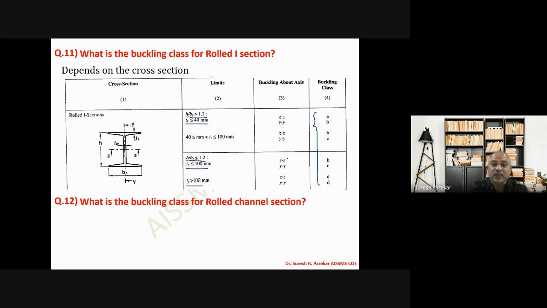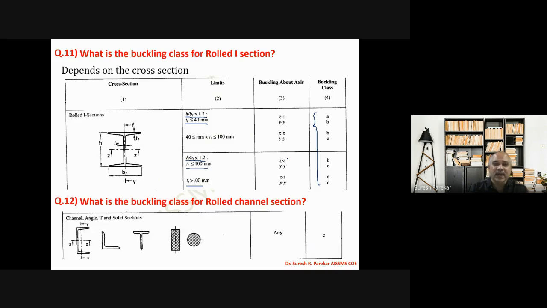What is the buckling class for rolled channel section? Now you can go again to table 10, and you will come across rolled channel, then angle, T section, then solid sections. We have class C.